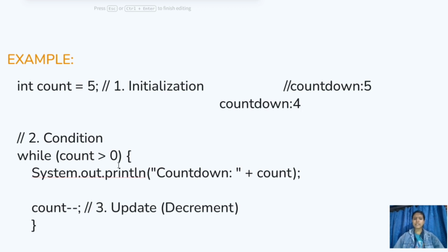Is 1 greater than 0? Yes, and then count minus minus updates the count again, until the count equals 0. Here we see that if the count equals 0, this condition becomes false and the loop breaks. After it breaks the loop, it prints blast off. So basically this is the example of the while loop.